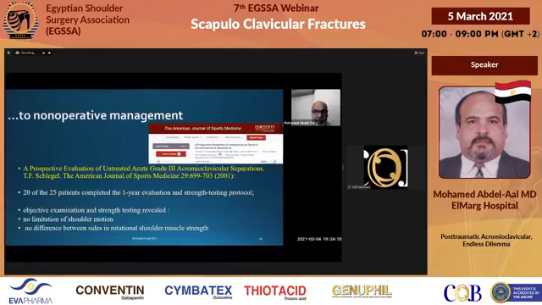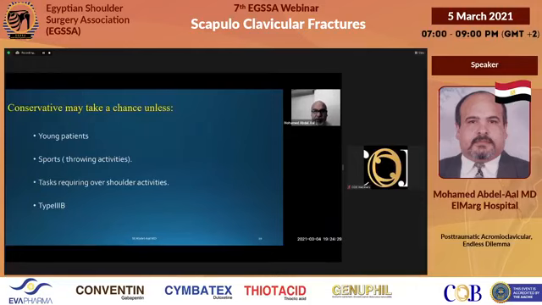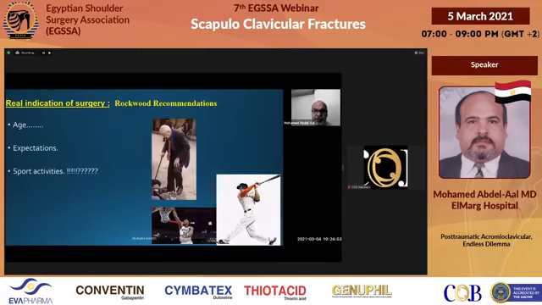And there are a lot of articles talking about the non-operative treatment of acromioclavicular injuries, except in a few cases we will discuss later. We should mention here that conservative treatment may be a choice for acromioclavicular joint injuries, except in young patients, sport, and tasks requiring over-shoulder activities, and the type 3B injuries. These should be considered for operative intervention.